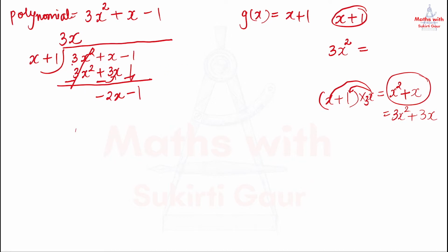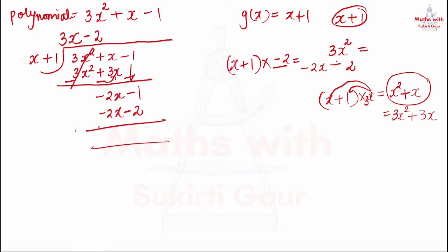Now what will we do? X plus 1. We want the first term of the dividend to vanish. How will we do that? With x plus 1, what do I have to select? I have to select minus 2 because x plus 1 into minus 2 will give us minus 2x at the first place and minus 2 in the second place. So our aim is to vanish this first term. Accordingly, I chose minus 2. Minus 2x minus 2. It will give us this. Now we have to subtract.